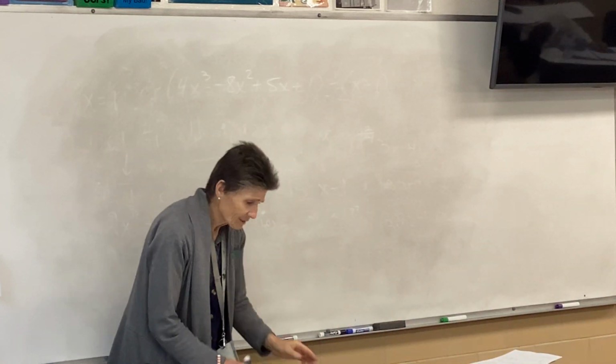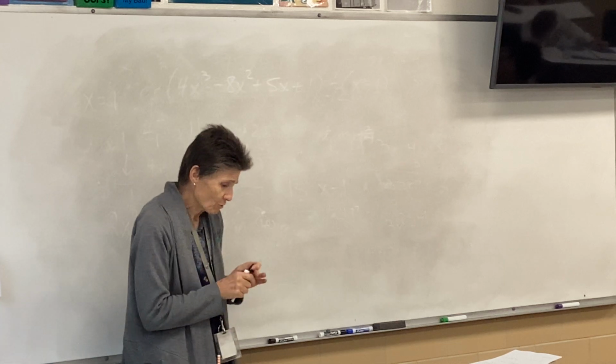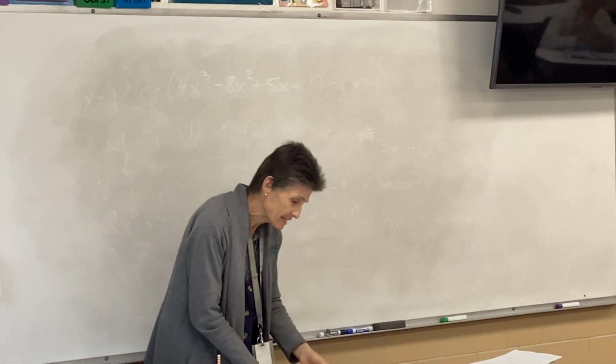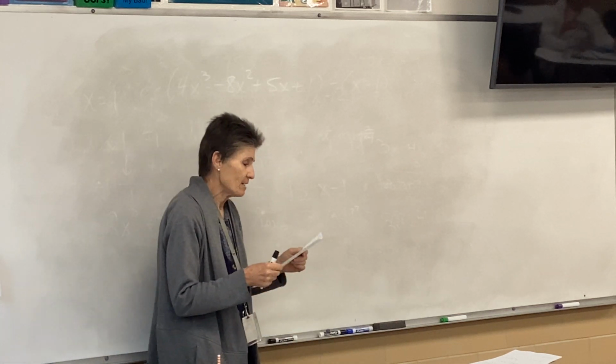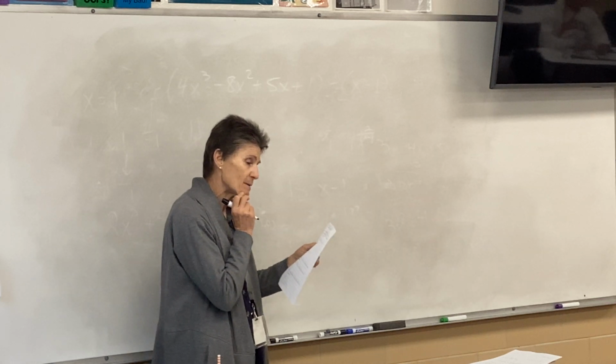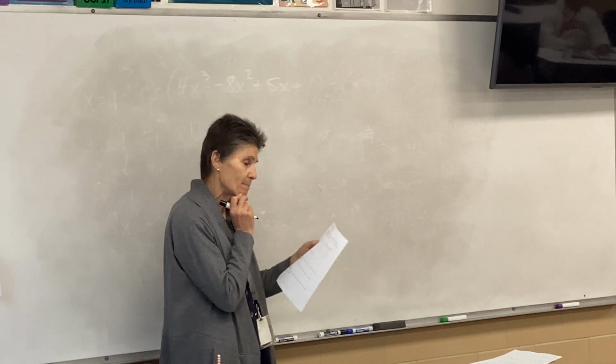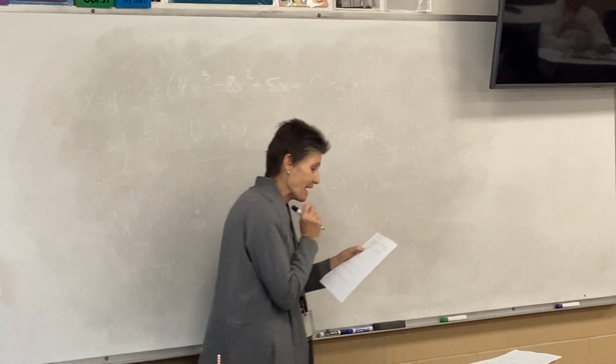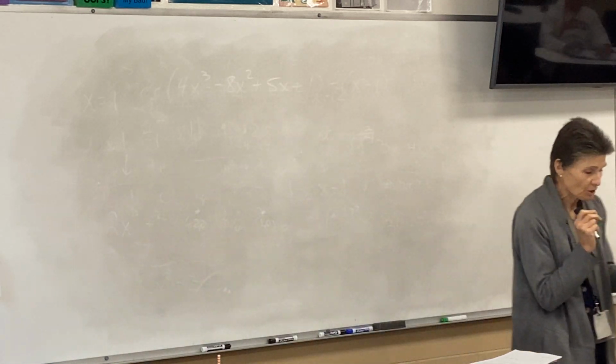Okay. So data for air travel is given in the table. Let T be the years since 2000, and F of T be the number of passengers in millions. Find the average rate of change from 2004 to 2019. Okay, so how do we find that? How do we do average rate of change?